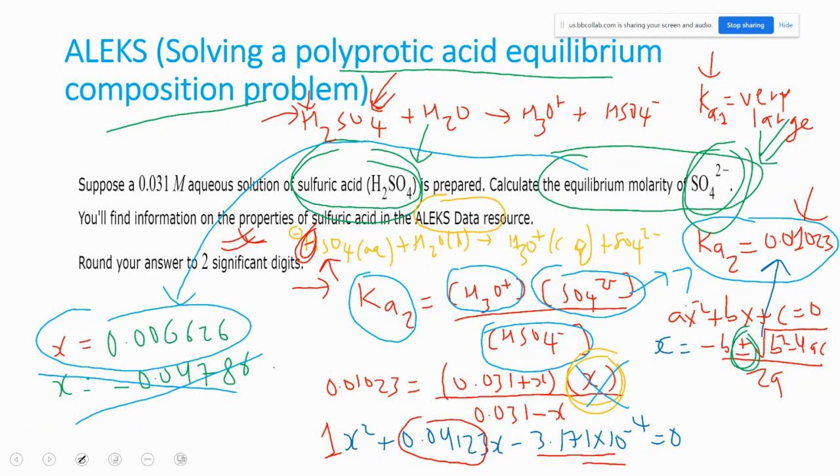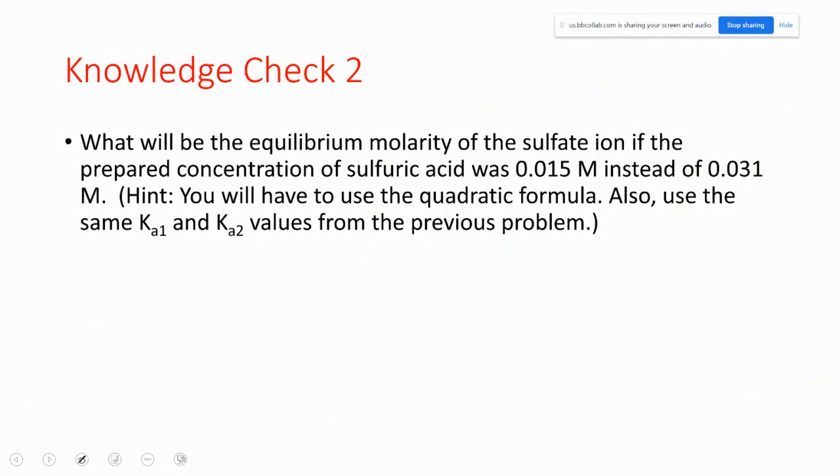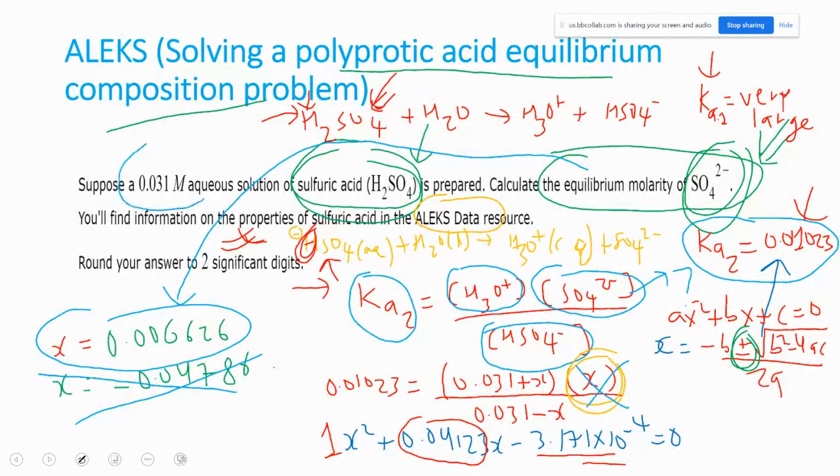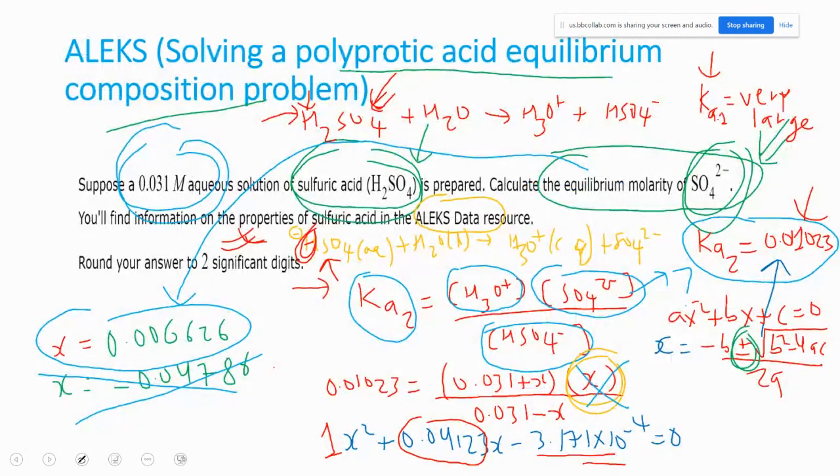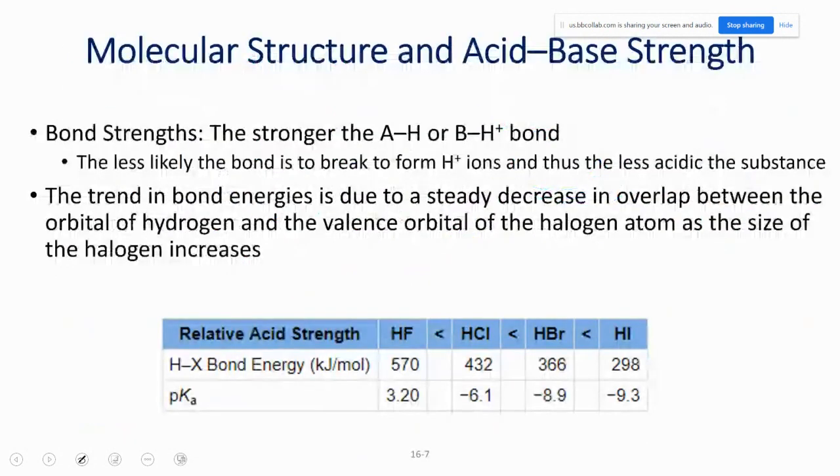Okay, so now, for formula check two, instead of starting with 0.031 molar aqueous solution, what I'm asking you to do is start with 0.015 molar sulfuric acid solution. And after that, all you have to do is figure out the equilibrium molarity of the concentration of sulfate anion. And to make your life easy, you can use the Ka1 and Ka2 value from the previous slide right here, where I've said that Ka1 is very, very large because it is a very, very strong acid. And Ka2 is around this number, 0.01023.